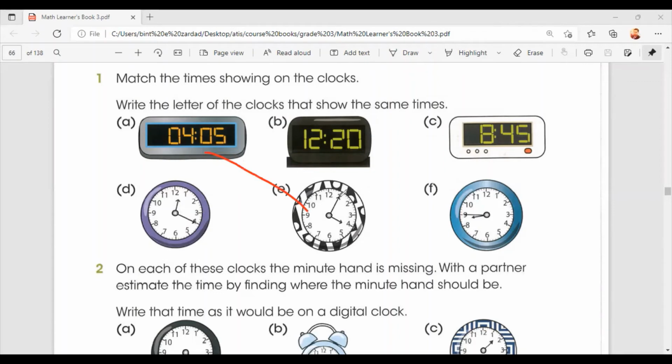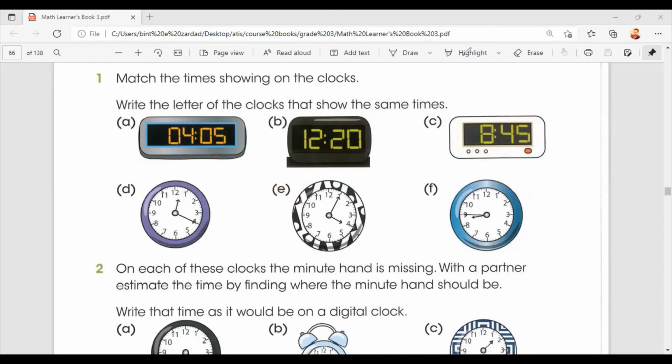So 1 multiply by 5 is 5, 12, 20. This small hand is on 12, a little bit forward until here it's 12, and when it reaches the center, it's 1 o'clock. So 4 multiply by 5 is 20, so this one here, and the remaining gets 45 here.